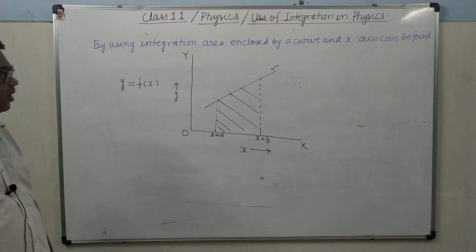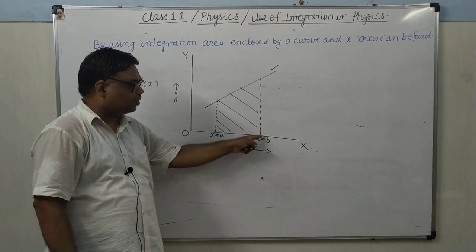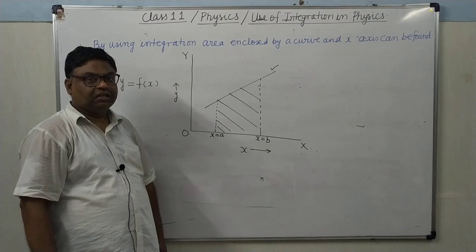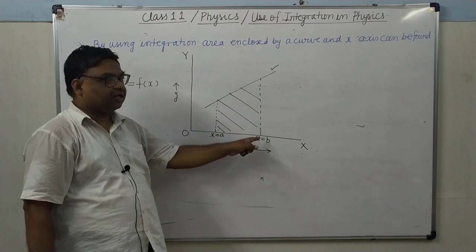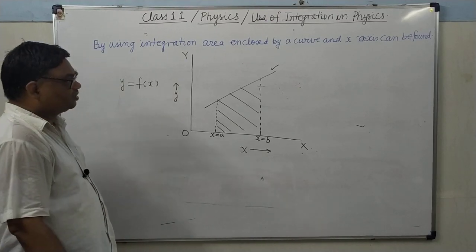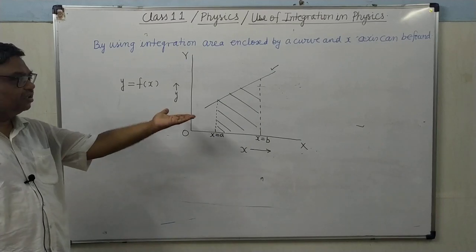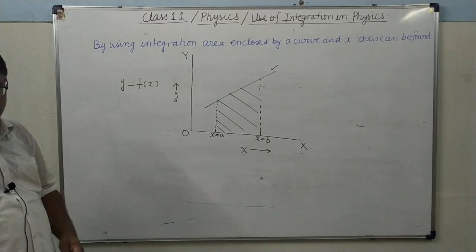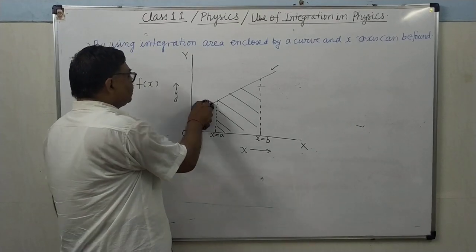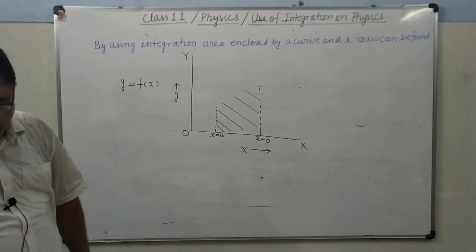Its area you can find by using the formula. What is the formula of area of trapezium? 1 upon 2 sum of parallel sides multiplied by perpendicular distance between the parallel sides. So this area we can find by using integration as well as by using this way which I have just now told. But suppose the curve is not a straight line. Suppose the curve is like this.